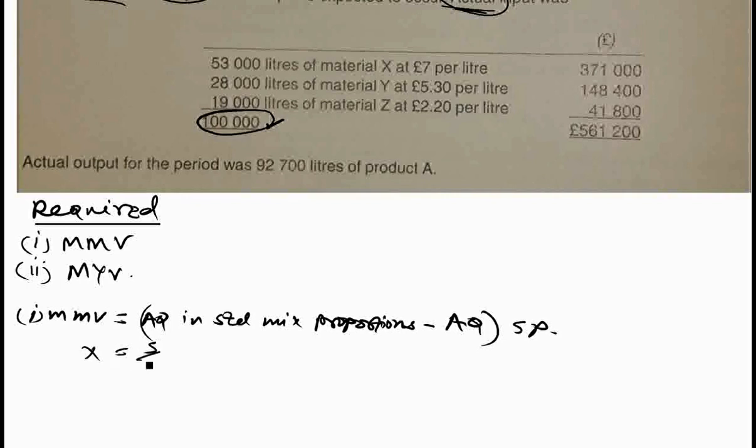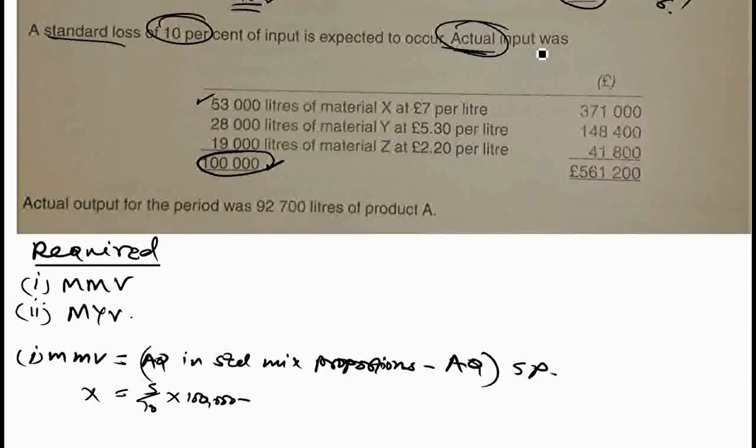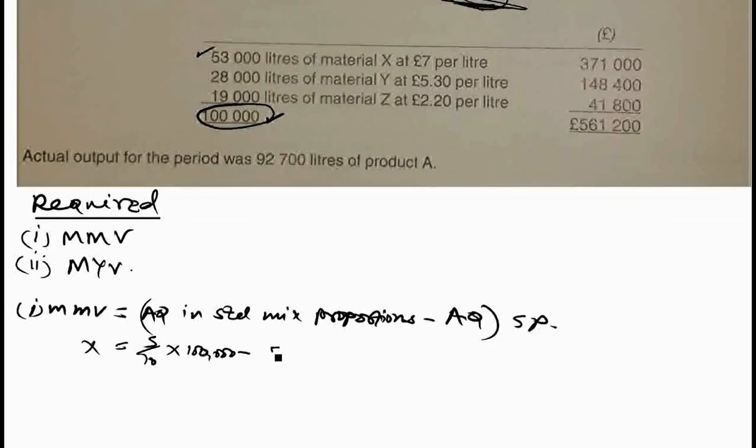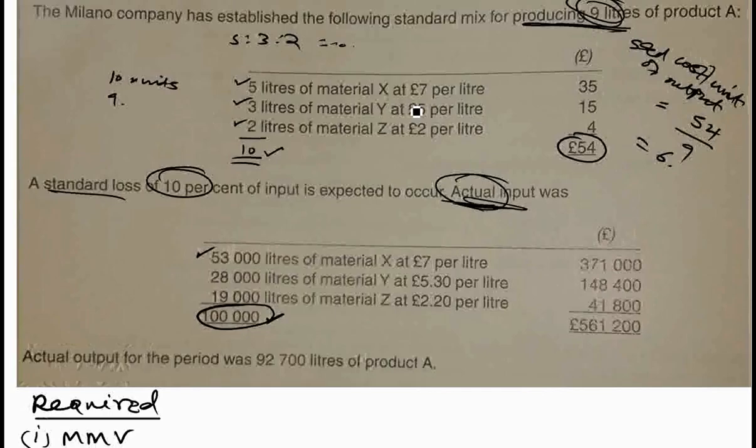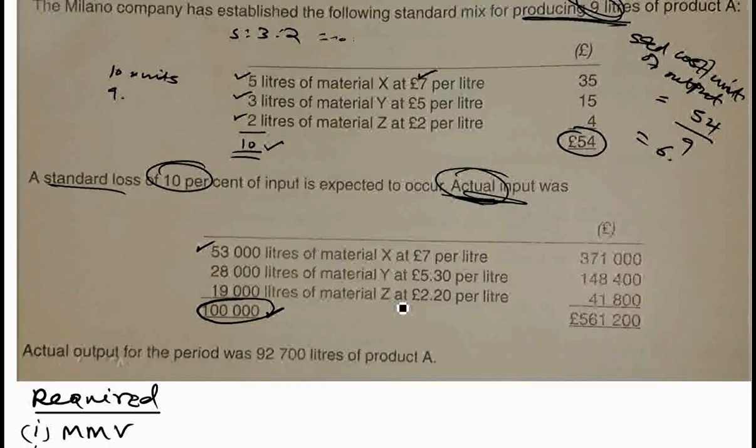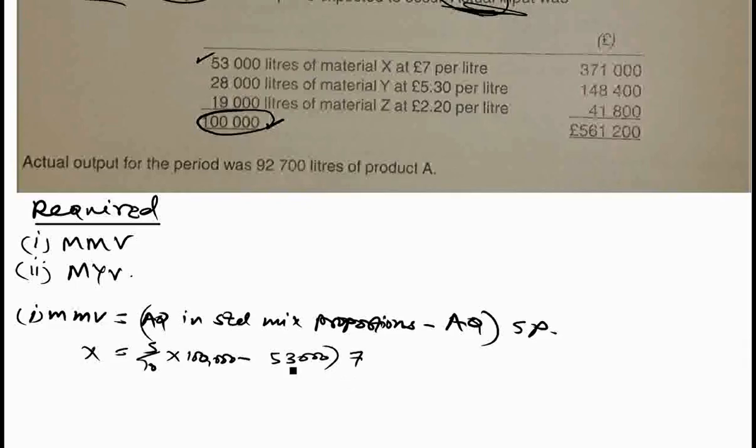5 over 10 times 100,000 minus actual quantity. Actual quantity for X was 53,000, so minus 53,000, into the standard price. The standard price for X is 7 shillings, so into 7. 5 over 10 times 100,000 gives us 50,000. 50,000 minus 53,000 is negative 3,000 times 7, which gives us negative 21,000. So that is 21,000 adverse.